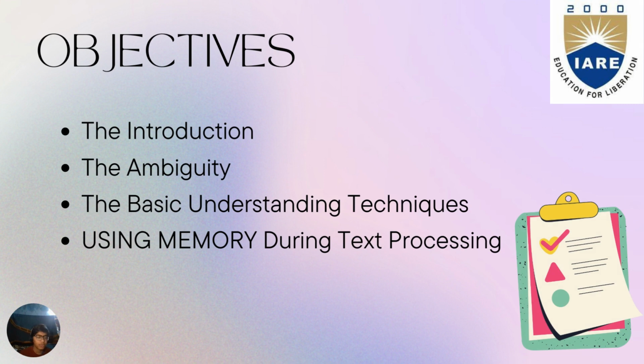So what are the objectives of today's presentation? The first would be an introduction to what is text processing. Next, the ambiguity that text processing has. It means that when a computer tries to read the text, there lies a certain vested confusion. How the computer is able to overcome that confusion is going to be covered in that section.